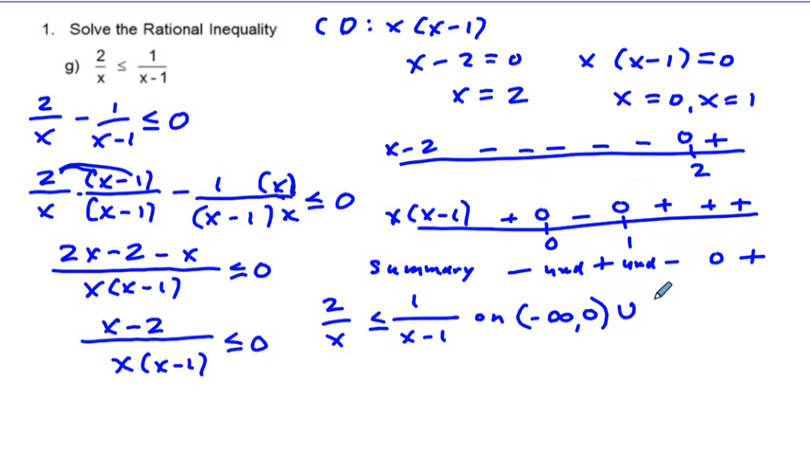So union 1 comma 2. Now at 2, is 2 defined? At x equals 2, yeah, we have less than or equal to. So we're okay at 2. Okay, that looks good. Okay, so that's going to represent all the rational inequalities that we're looking at.